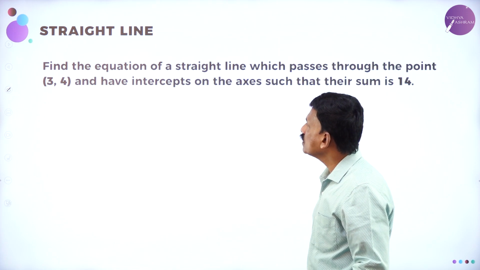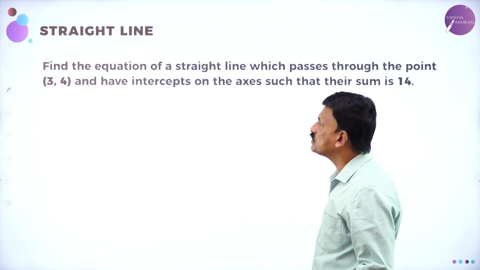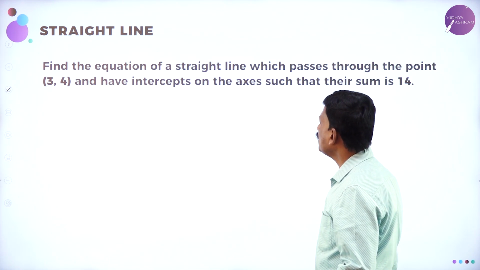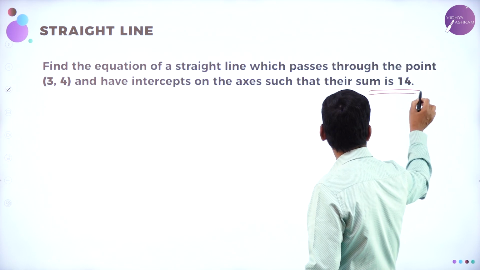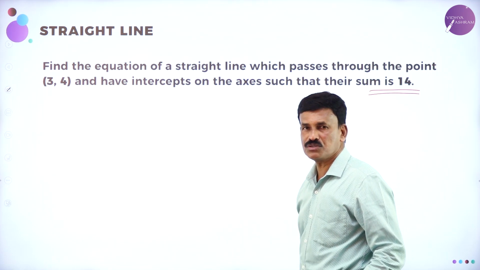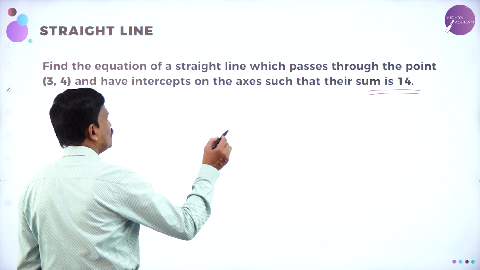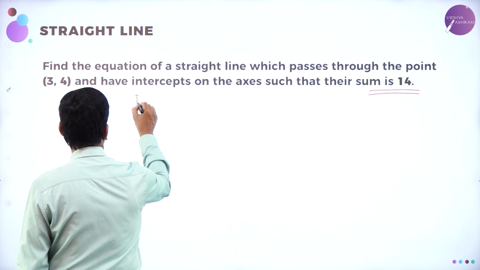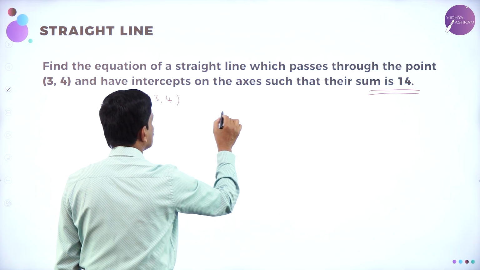What is the problem? Find the equation of a straight line which passes through the point 3, 4 and having the intercepts on the axes such that their sum is 14. The sum is equal to 14, right? Find the equation of a straight line which passes through the point. What is the point? The point is 3, 4, having the intercepts on the axes.